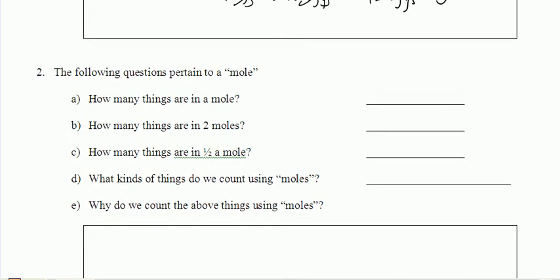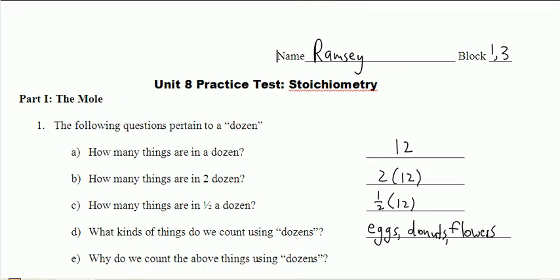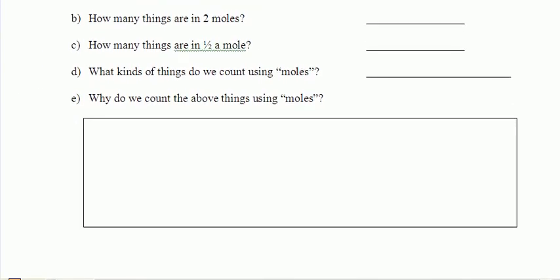How many things are in a mole? Well, a mole is just a number of things. And there are 6.02 times 10 to the 23rd things in 1 mole. In 2 moles, 2 times 6.02 times 10 to the 23rd. In half a mole, 1/2 times 6.02 times 10 to the 23rd.